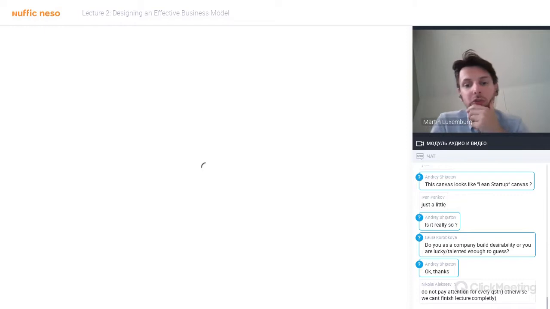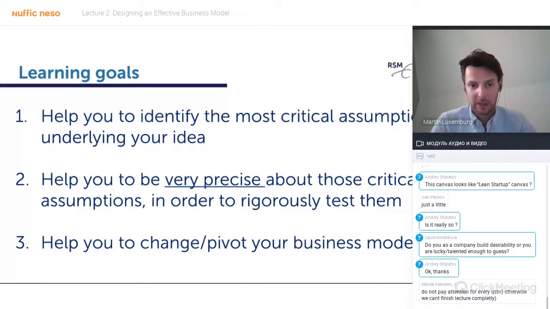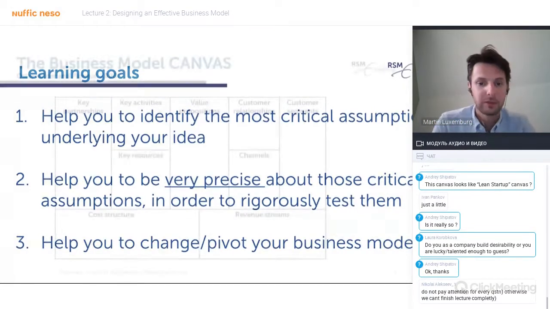So this is what the model should do. It helps you to identify the most critical assumptions of your underlying idea. It helps you also to be very precise about those, and it helps you really to also to pivot on your business model. So moving forward again, this is the business model canvas.